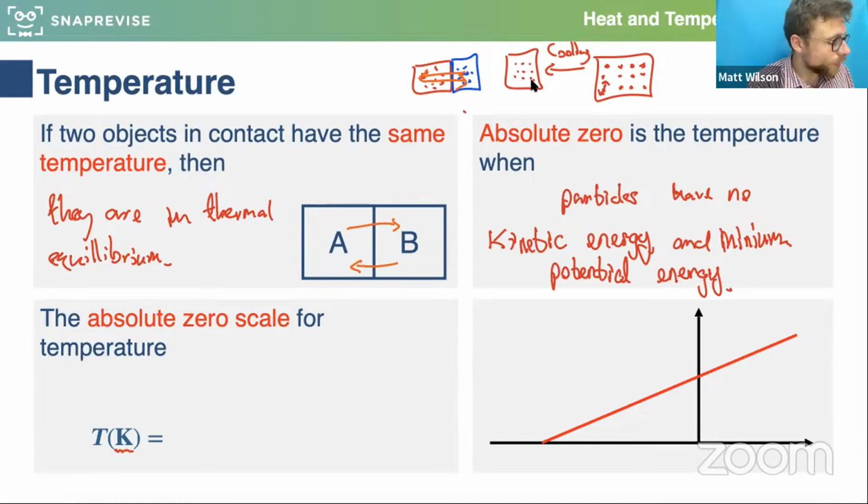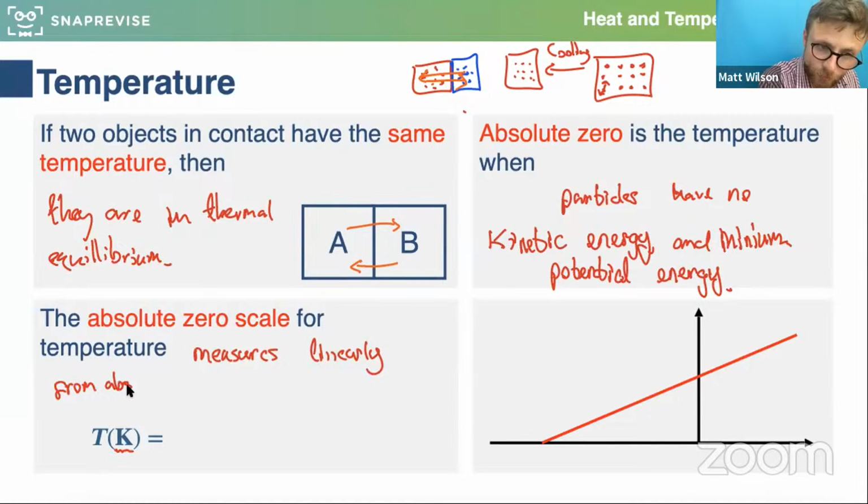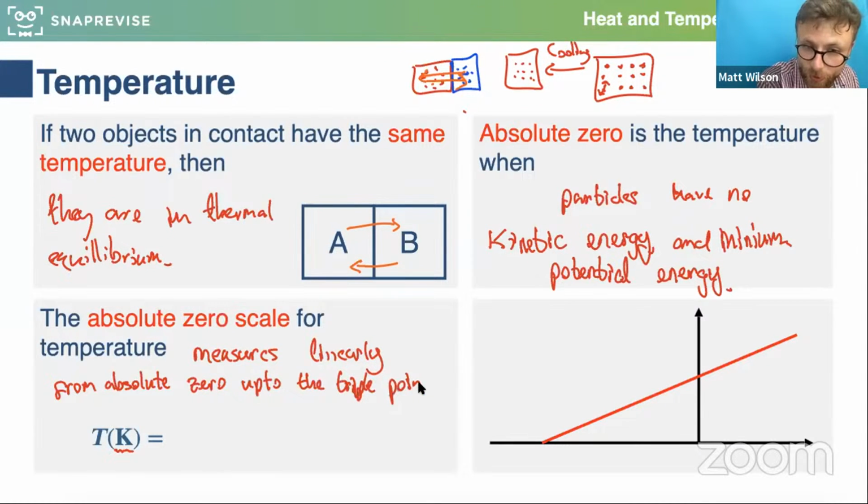Okay, good. So the absolute zero scale measures, for temperature, we'll write this sentence down, then we'll explain it, measures linearly from absolute zero up to and actually beyond the triple point for water, in other words, the melting and freezing point for water, the triple point for water at 273.15 kelvins.